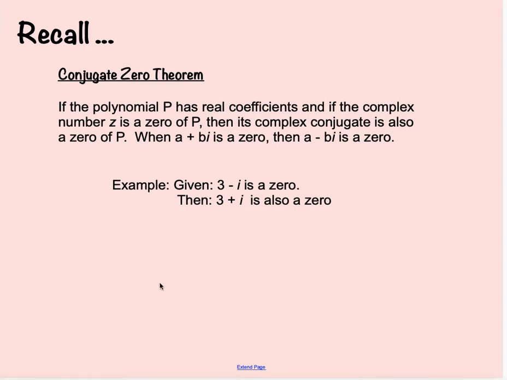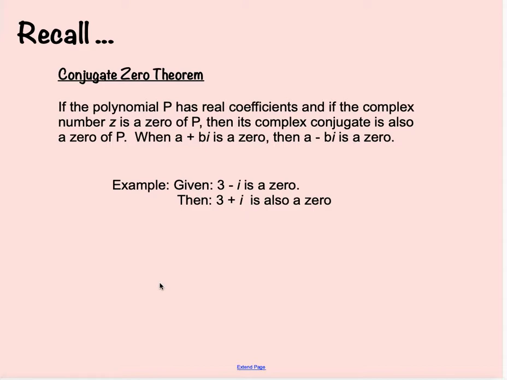So let's recall the conjugate zero theorem. It says that if a polynomial has real coefficients and if the complex number is a zero of p, then its complex conjugate is also a zero of p. So when you have a plus bi being a zero, then a minus bi is a zero.